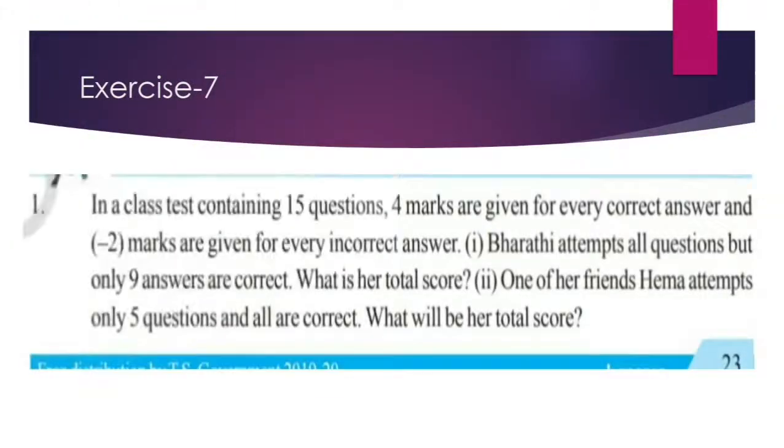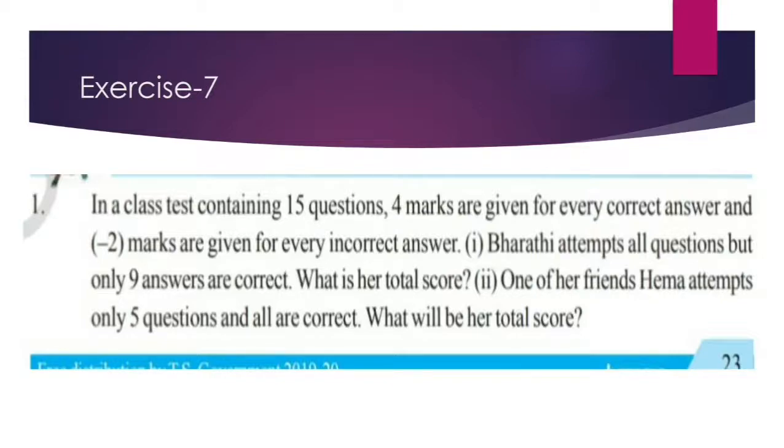This is an exercise problem. In a class test containing 15 questions, 4 marks are given for every correct answer and minus 2 marks are given for every incorrect answer. That means whatever question is correct, he or she scores plus 4 marks, and if the answer is wrong, then they get minus 2 marks. That means negative marks are given for an incorrect answer.